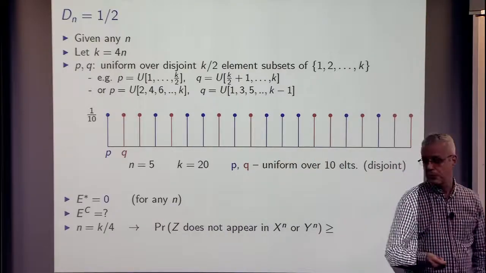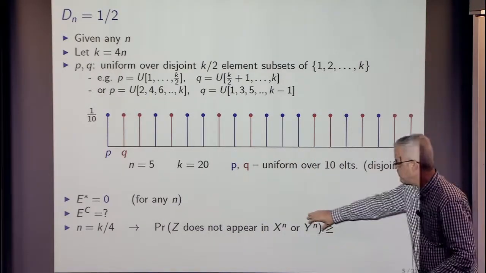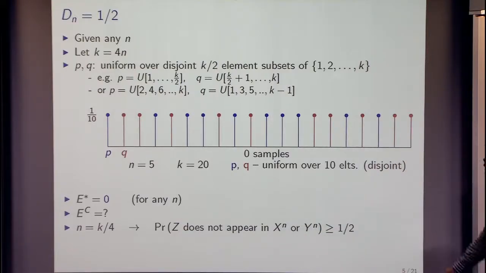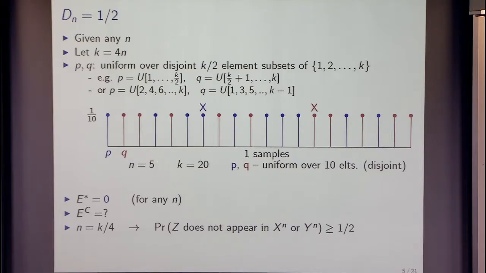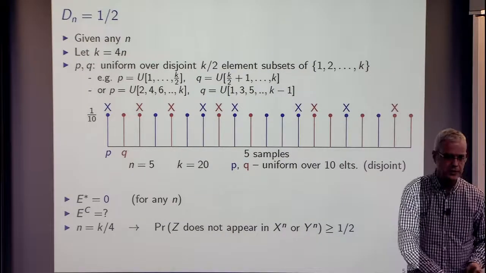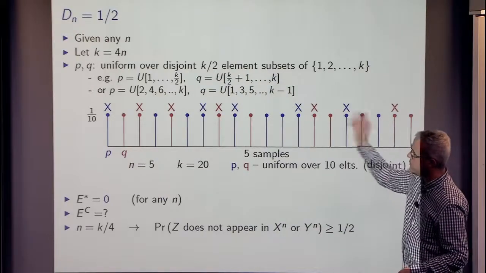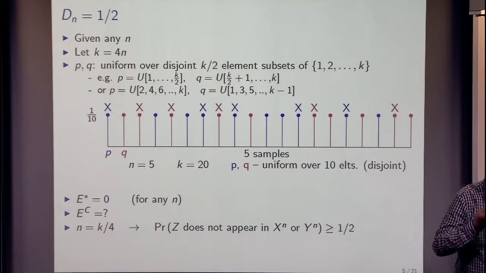Now the probability that Z will not be one of those k over 2 samples is at least 1/2. So for example, here we take 5 samples. So maybe this is the first sample. We saw 2, 4, 6, 8, 10. We saw 10 samples out of the alphabet of size 20. The probability that Z will not belong to any of them is 1/2.